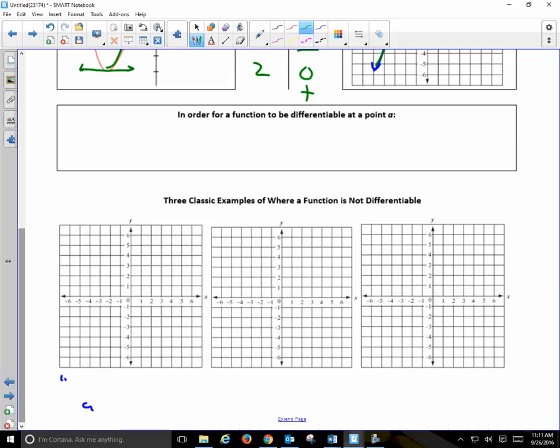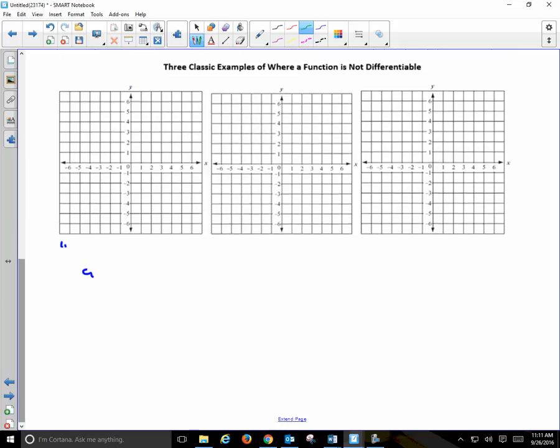But first, what about situations where you can't take the derivative? That's where we need to identify, and then we can do all of our examples. So there are 3 classic examples where a function is not differentiable. And this function is not differentiable at a specific spot. What x value do you think this is not differentiable at?